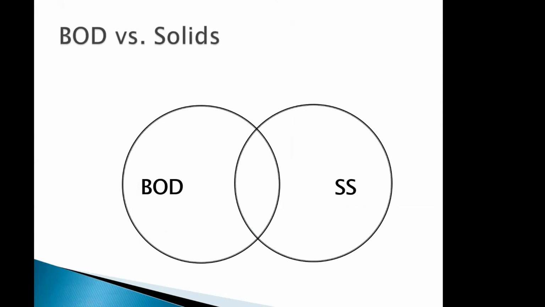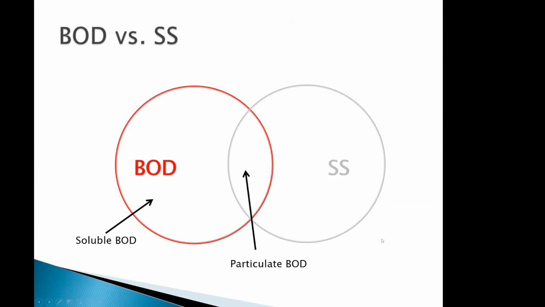And so I just want to touch real quick and remind you of the relationship between solids and BOD. So what I've got here is a Venn diagram. Hopefully you've all seen a Venn diagram, right? It helps illustrate an overlap between two different groups of things. So I've got two circles here. One represents all the biochemical oxygen demand in your wastewater, and one represents all the suspended solids in your wastewater.